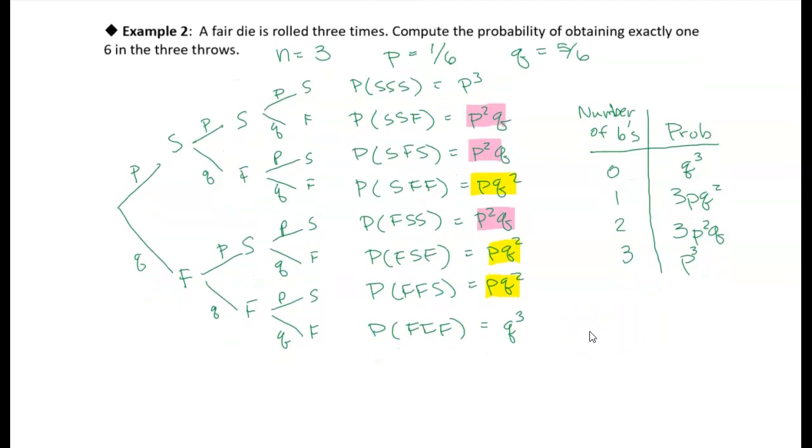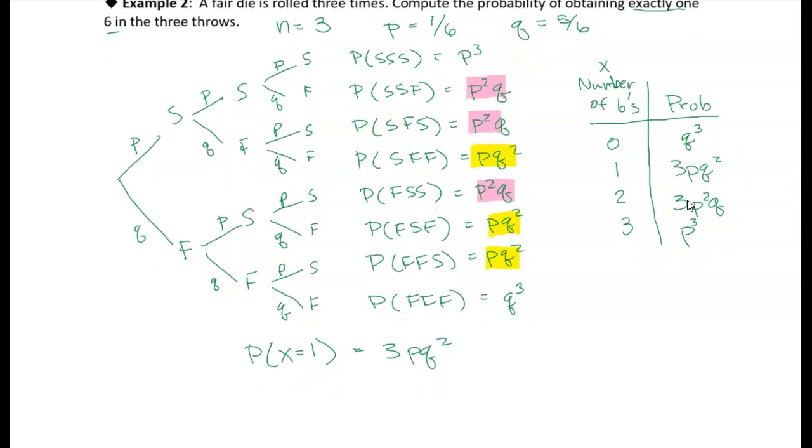So what's the probability of exactly 1? We want exactly 1 6. Well, I'm going to write that as P of X equals 1, where my random variable is X. I can just see that from my table. I've got 3 pq squared. Now you can see where the pq squared comes from, but the 3 might not be so obvious. Again, I want to generalize.